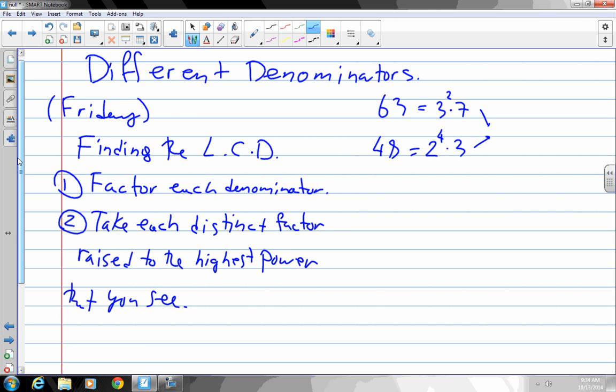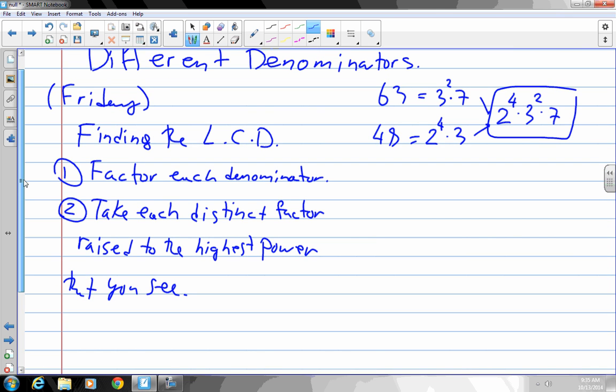Then we took each factor to the highest power. We needed 2. The highest power of 2 is 4. We needed 3. The highest power of 3 is 2. And we needed a 7. The highest power of 7 is 1. So that was the idea. You're taking all different factors to the highest powers. So we'll do the same thing. Whatever this number is, that's irrelevant. We'll do the same thing with polynomials. We'll first factor them, and then we'll take all different factors to the highest powers. So it's the same technique. Okay? Then when you find the LCD, you just have to figure out what each expression is missing.